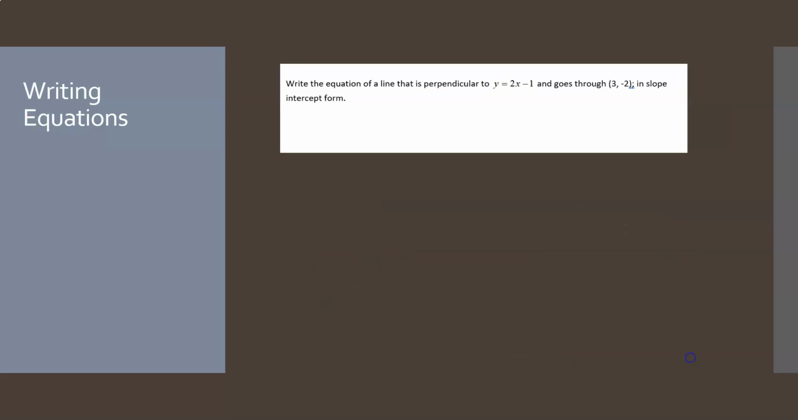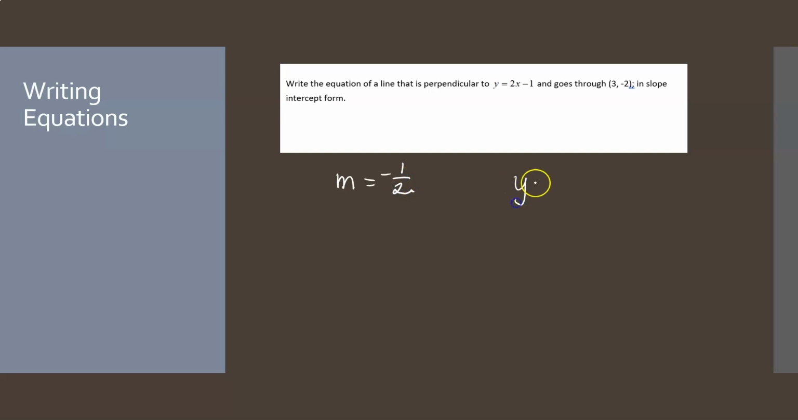All right, number 4. Write the equation of a line that is perpendicular to y equals 2x minus 1 and goes through the point (3, -2) in slope-intercept form. So we know that the slopes of perpendicular lines are negative reciprocals. So that slope is 2 over 1. We're going to flip it upside down and make it the opposite sign. So our slope is -1/2.